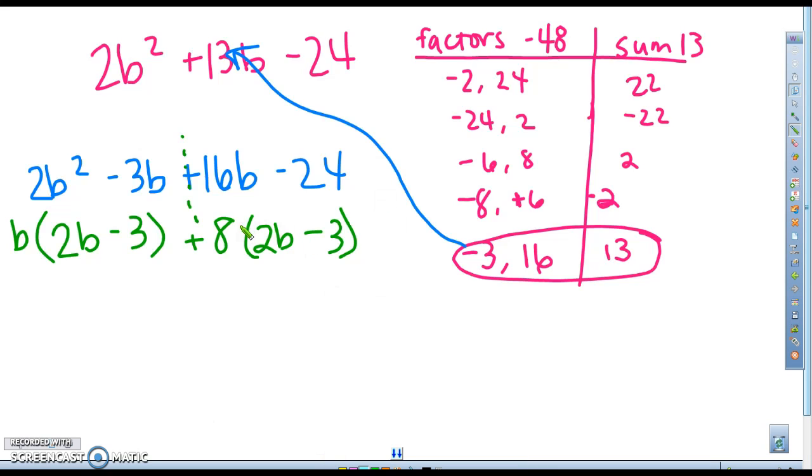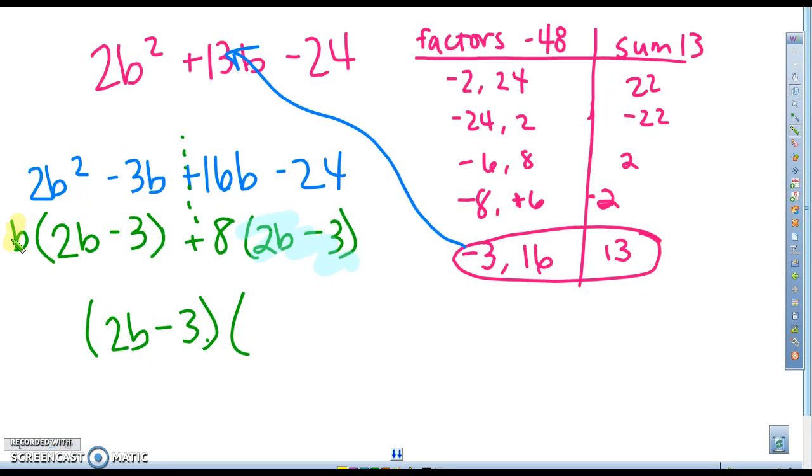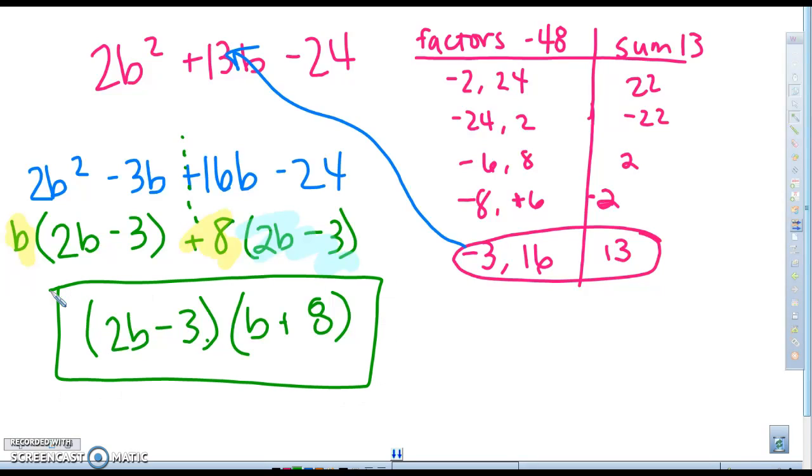So I need to take one repeated factor and bring it down for my answer. Again, doesn't matter which repeated factor. And then my other factor that I'm going to bring to the party is the ones that were on the outside of the parentheses, so b plus 8. And that, ladies and gentlemen, should have been your answer.